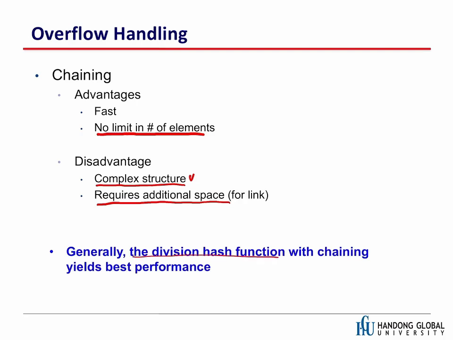So generally, the division hash function with chaining yields the best performance. That's the best way. Okay, as I said, after calculating the integer, apply some arithmetic operations if you want, and then apply the modulo operation with the number of buckets, and then use a linked list. That's it.